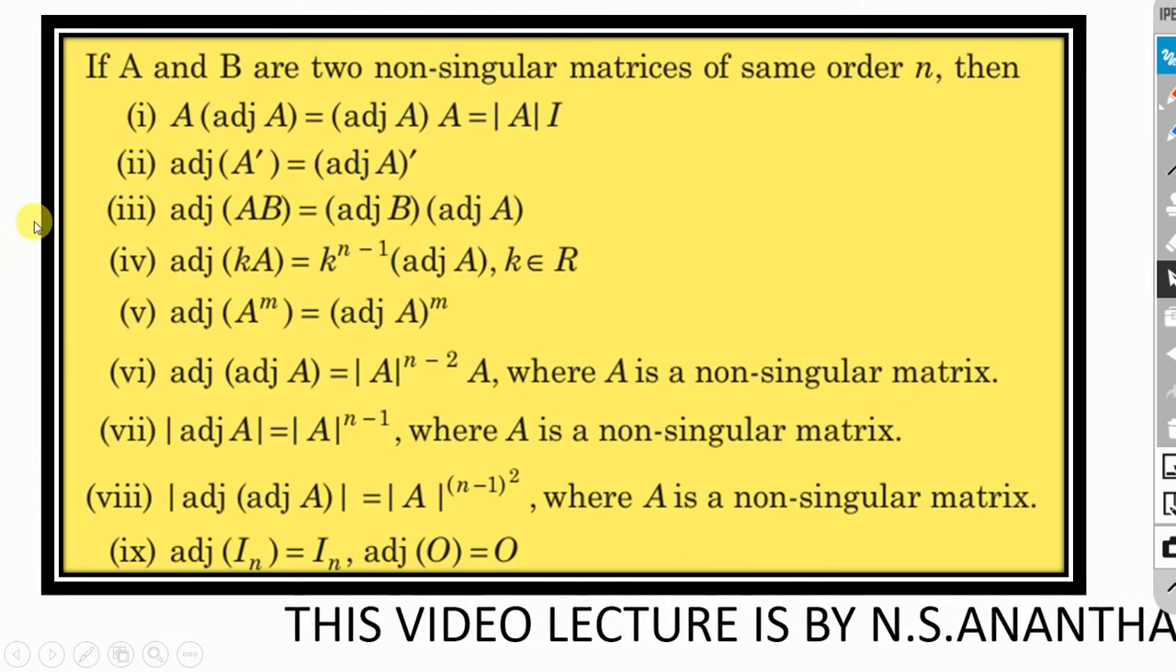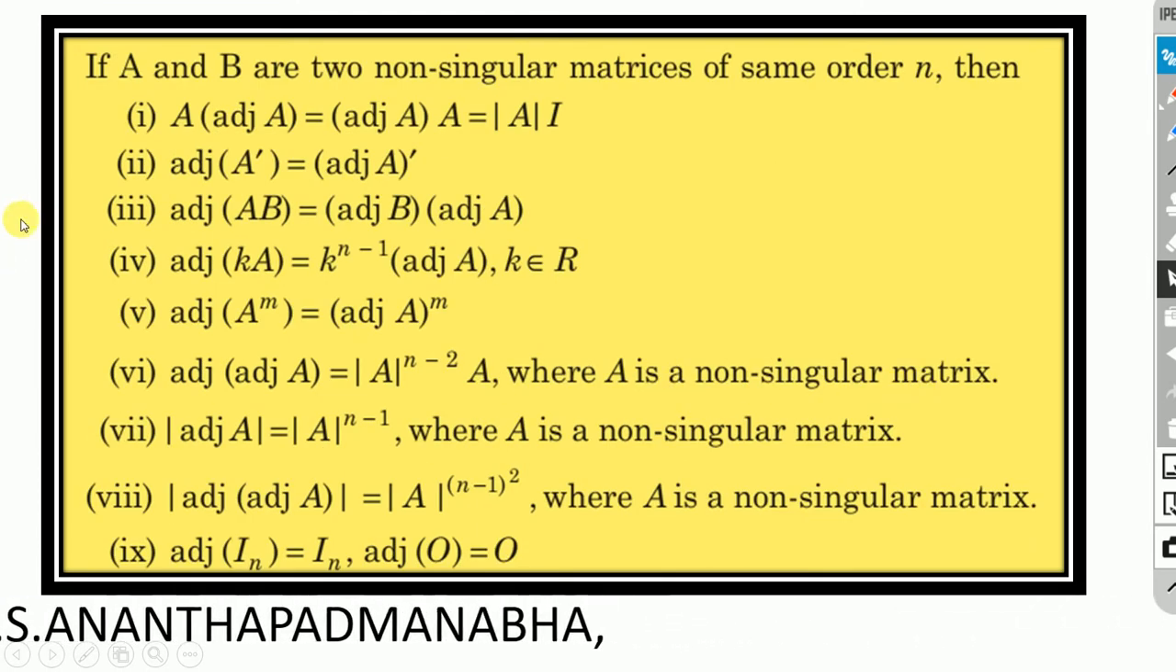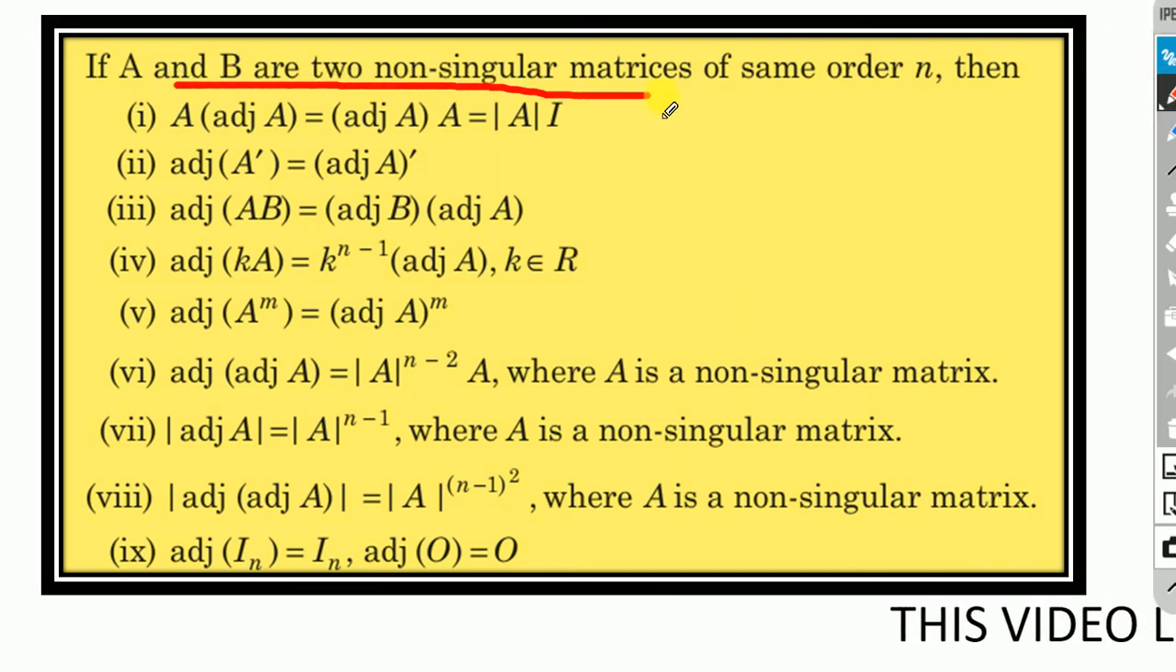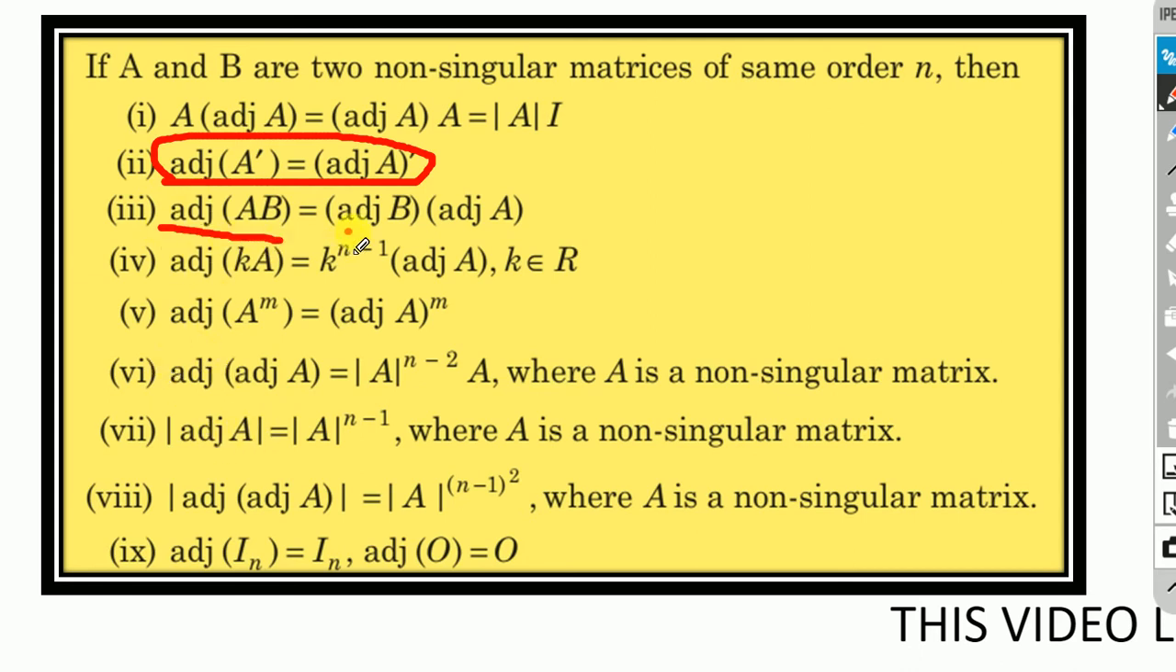So now let us see some of the properties of the adjoint of a matrix. If A and B are two non-singular matrices of the same order n, that is square matrices, then A into adjoint A is equal to adjoint A into A, which is equal to determinant of A into I, and adjoint of A transpose is equal to transpose of the adjoint A. This is another property: adjoint of AB is nothing but adjoint of B into adjoint of A.